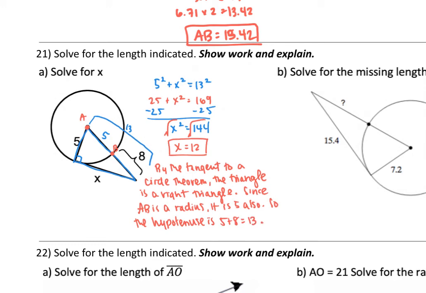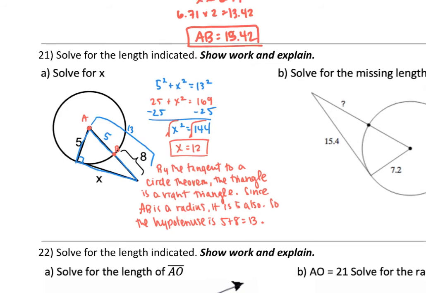So two things we're explaining here. We're explaining how we know that that's a right triangle, which allows us to use Pythagorean theorem. And then we're explaining how we knew the hypotenuse was 13 and not just 8. All right, so let's take a look at B.